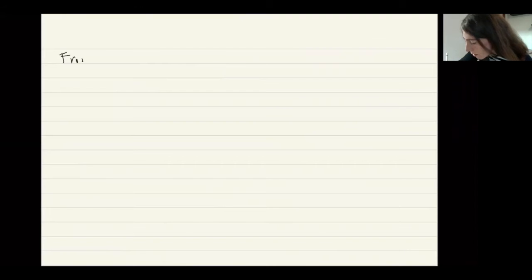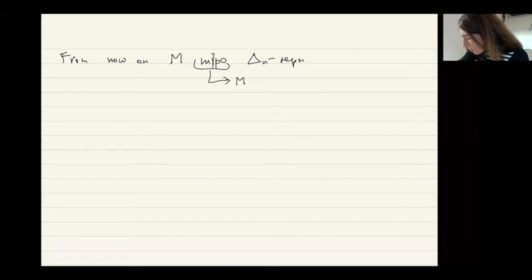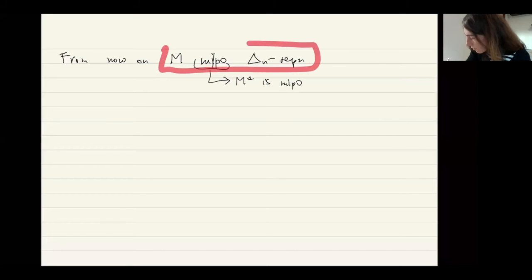So from now on, M will be not only a delta n representation, but also nilpotent. Well, nilpotent means just that the operator, the endomorphism M1, is nilpotent. So let me give an example of that.